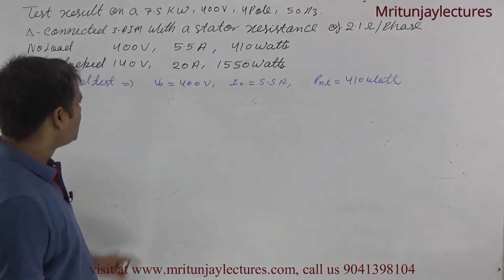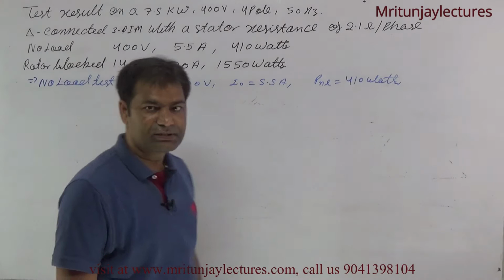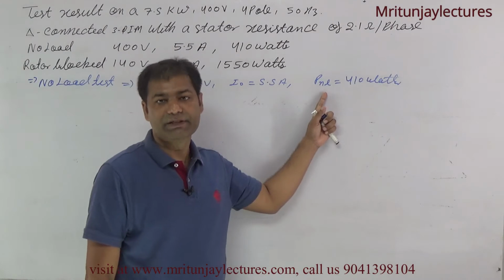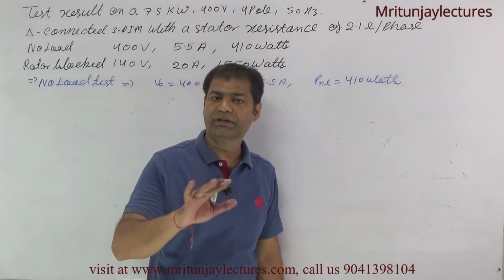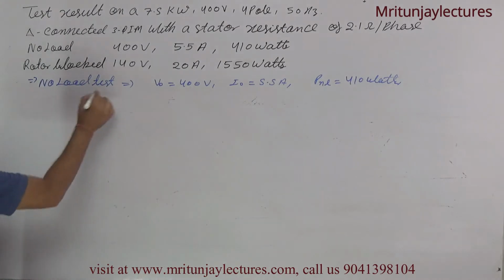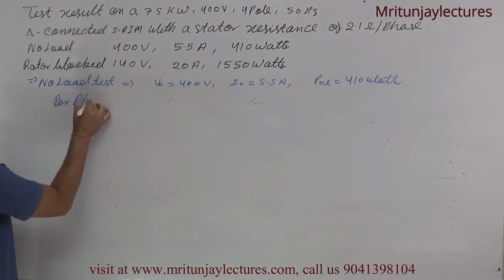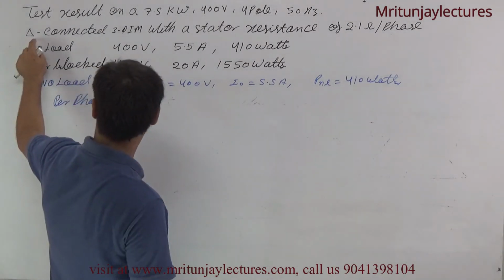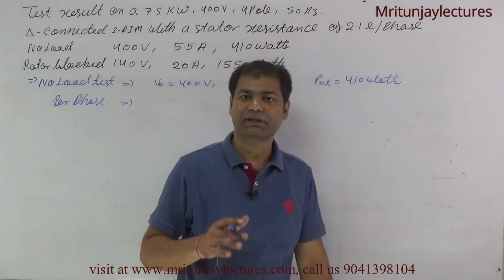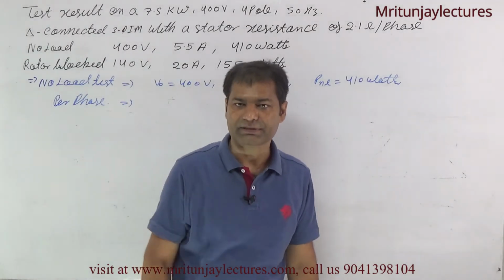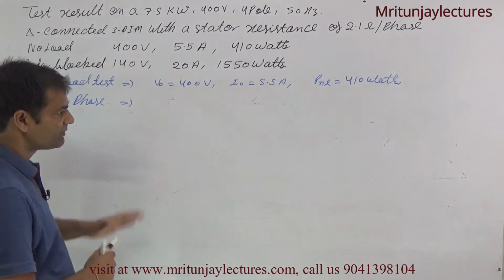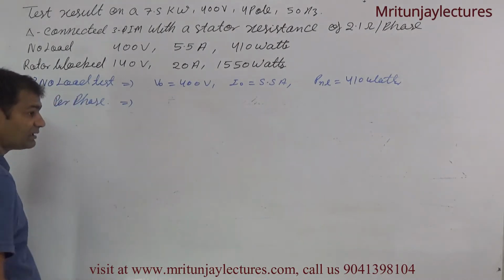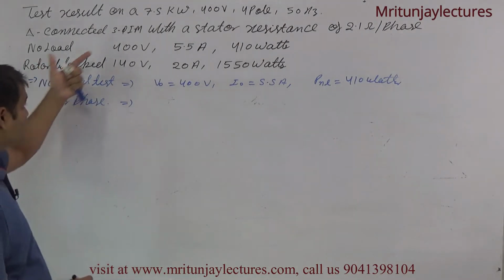Now, V0 is the line voltage, this is the line current, and this one is the 3-phase power. So first of all we convert into per phase. According to the question it is a delta connection, but we have considered a star connection. Why? Later on we will discuss. First of all, determine the parameters corresponding to the star connection.